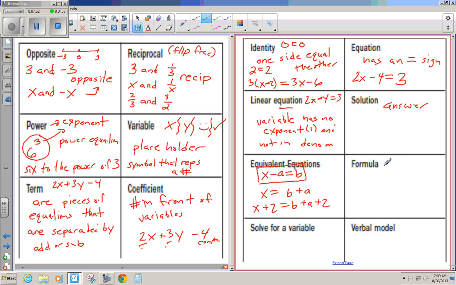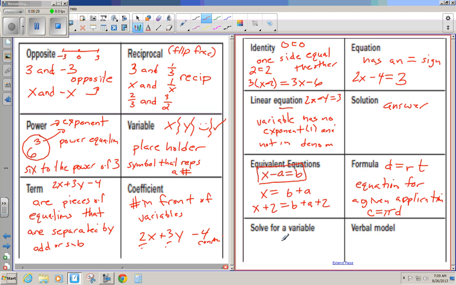Formula. An example of a distance formula is distance equals the rate times the time. It's an equation for a given application, and it's good for all similar applications. The circumference equals pi times diameter. That is a formula for circumference.